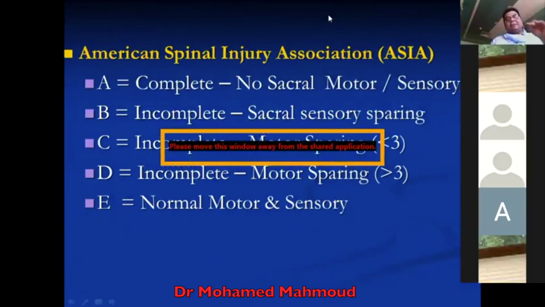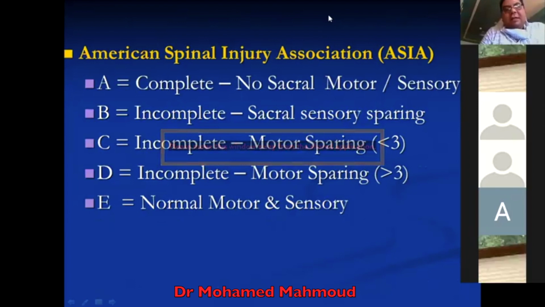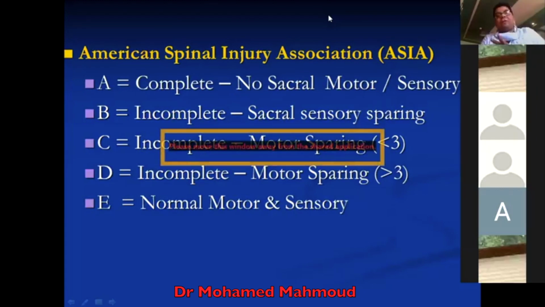Spinal injury is classified by lesions into 5 categories. Category A is complete: there is complete motor and sensory loss. Class B is incomplete, with sensory sparing. Class C is incomplete with motor sparing, with less than half of key muscles having grade 3 or more. Class D is incomplete with motor sparing, with more than half of key muscles having grade 3 or more. Class E is normal motor and sensory.